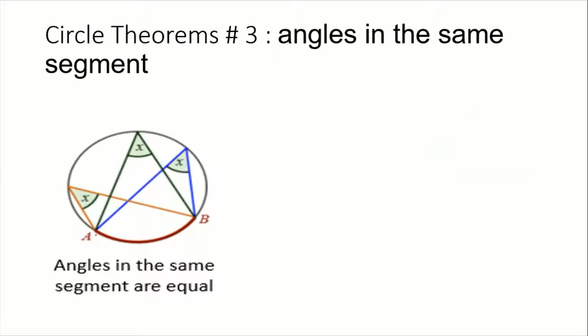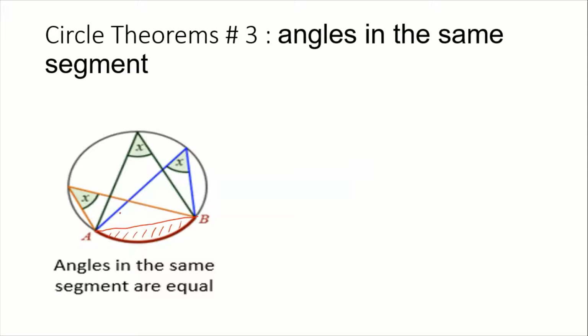Now we have the arc AB. If I draw a line from A to B, then it will create a segment. The area in between is the segment. When you look at this segment, you can see that all the angles created at the circumference are subtended by this segment. All the lines are projecting from A and B.